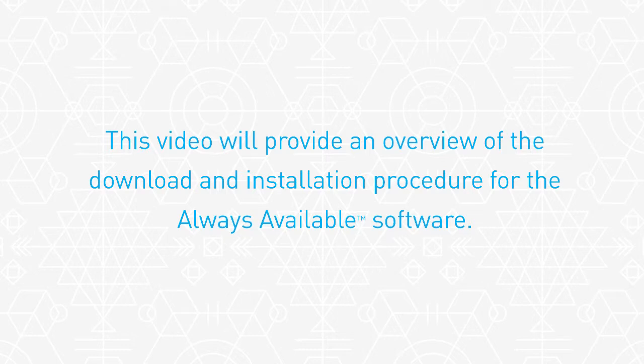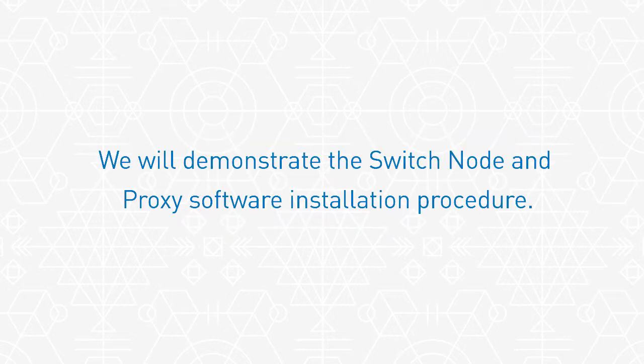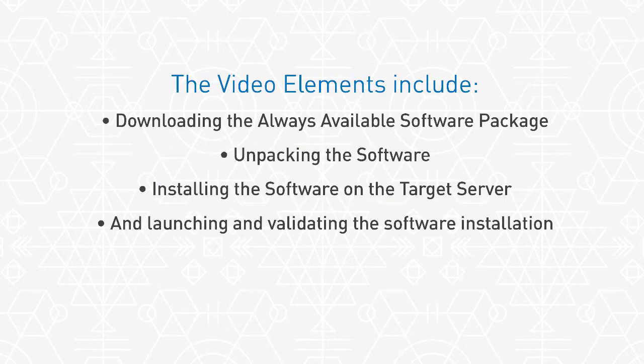This video will provide an overview of the download and installation procedure for the always available software. We will demonstrate the switch node and proxy software installation procedure. The video elements include downloading the always available software package, unpacking the software, installing the software on the target server, and launching and validating the software installation.